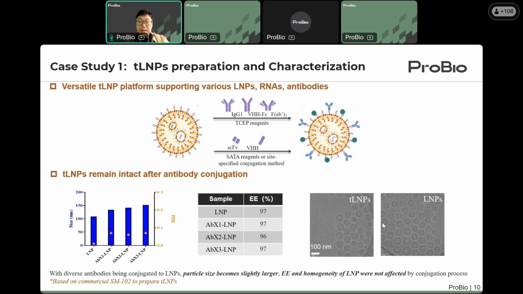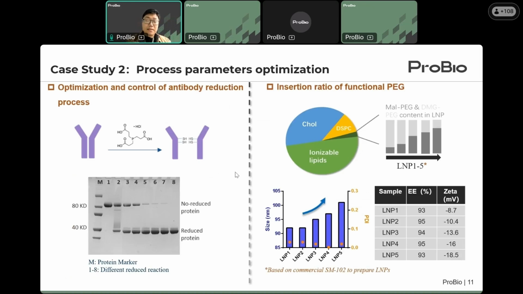And the second is, we did a lot of chemistry work here. Thanks to my team, we investigated the process of the reduction of the antibodies. You will see that by controlling different reaction parameters, the extent of the reduction is different. So apparently the number 8 line is the best, because all the antibodies were reduced.